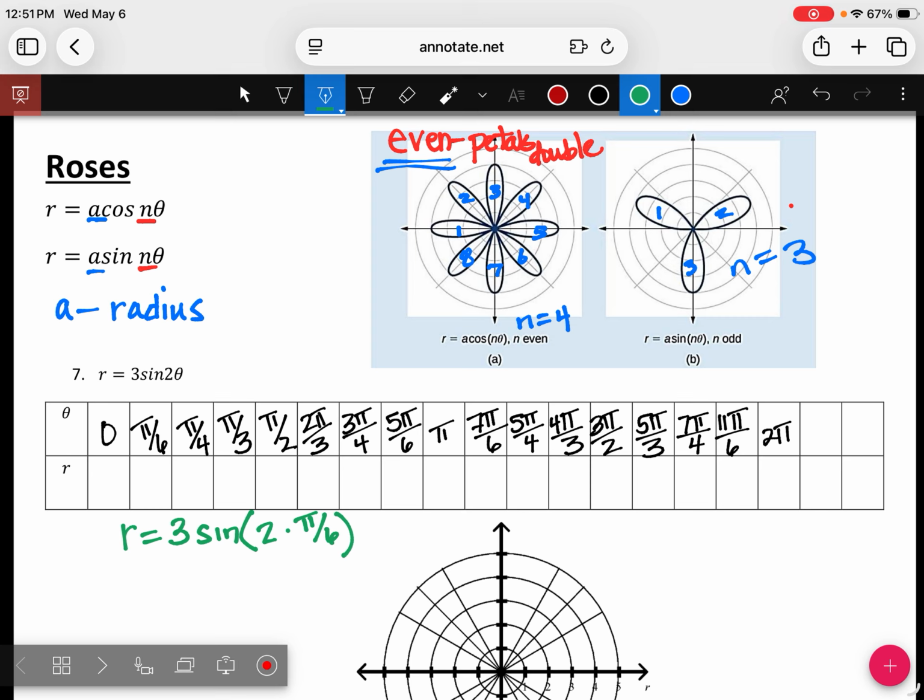So go ahead and take a minute, fill in the first 5, and then you can get the rest. I'll fill in the rest for you.